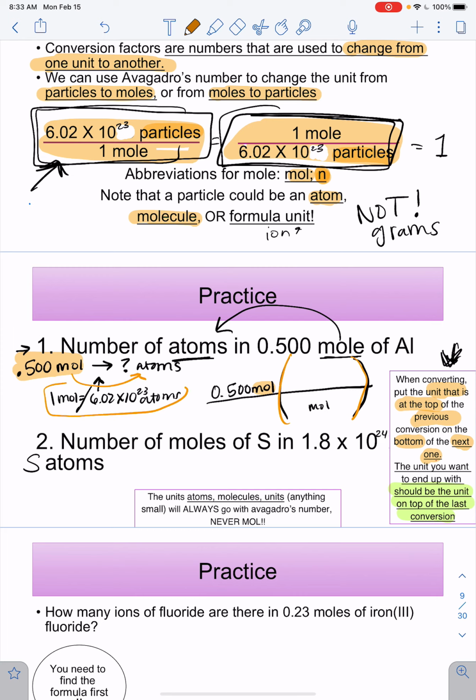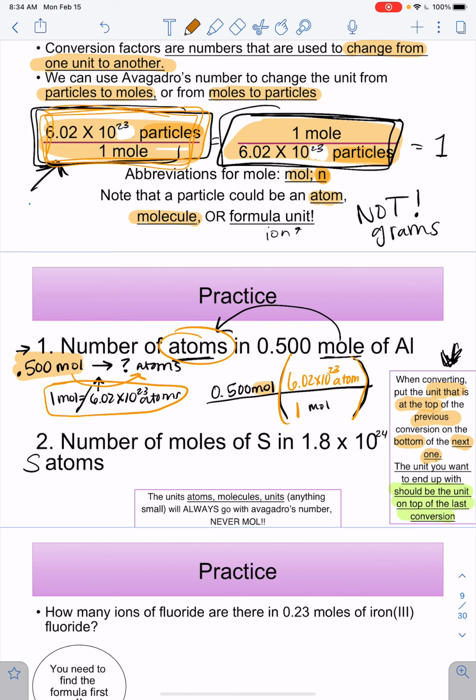Well, this is my conversion factor of going from moles to atoms. So if I put mole on the bottom, that means that 6.02 times 10 to the 23rd has to go on top. So 1 mole equals 6.02 times 10 to the 23rd, and we are looking for atoms, so it's going to be atoms.